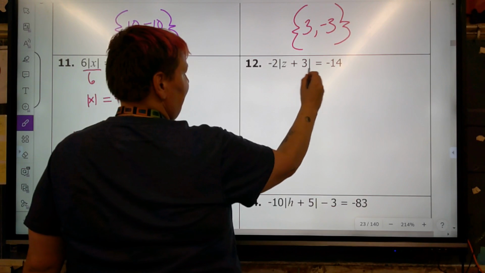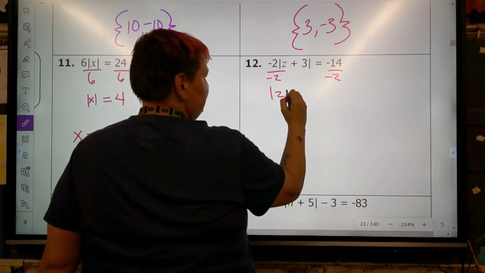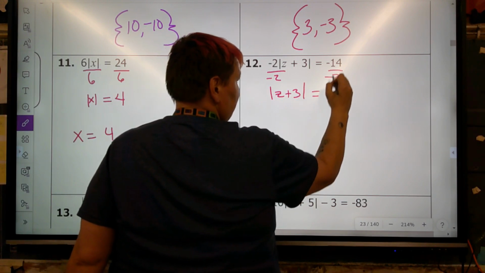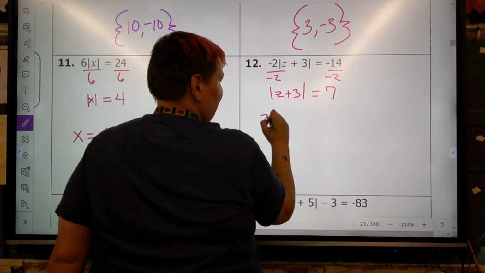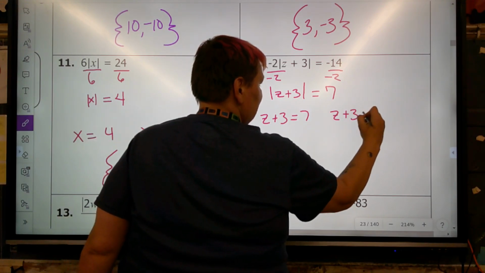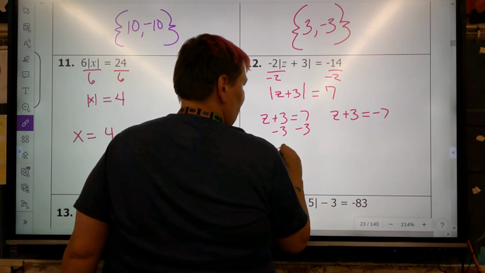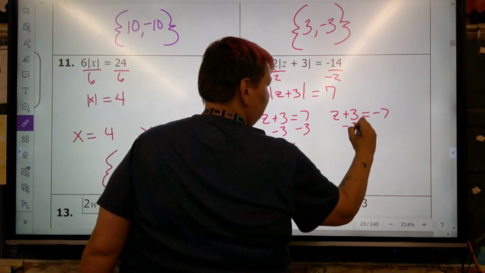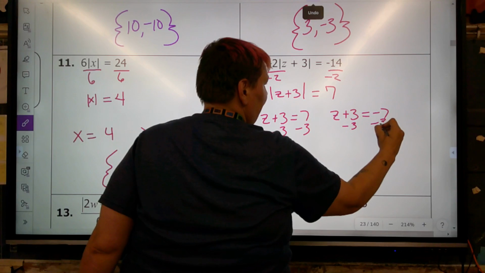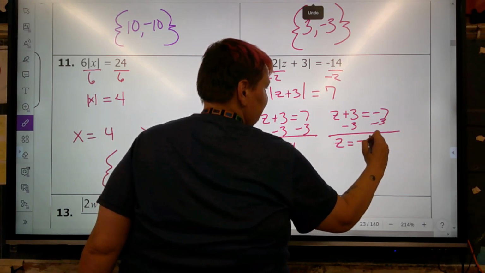So this one has a negative 2 in the way, so we're going to divide by negative 2. Then we're going to have z plus 3, this is why I put my little line there, is equal to 7. Z plus 3 equals 7. Z plus 3 equals negative 7. Z equals 4, or, got ahead of myself. Z equals negative 10.